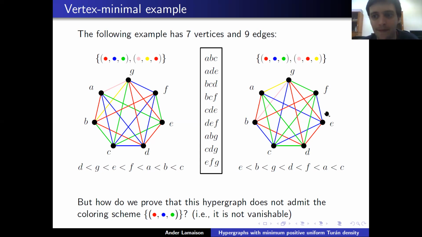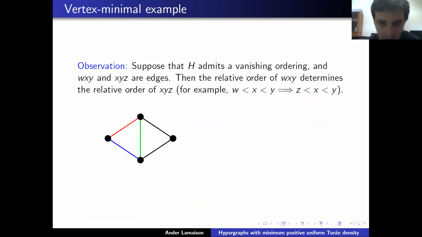There is a deeper reason for why this is happening, and this has to do with the following observation. Let's suppose that our hypergraph H is vanishable. So there is some ordering of the vertices and some coloring of the triples in which all the left pairs are red, all the top pairs are blue, and all the right pairs are green. And suppose that we have two edges that share two vertices, so WXY and XYZ.